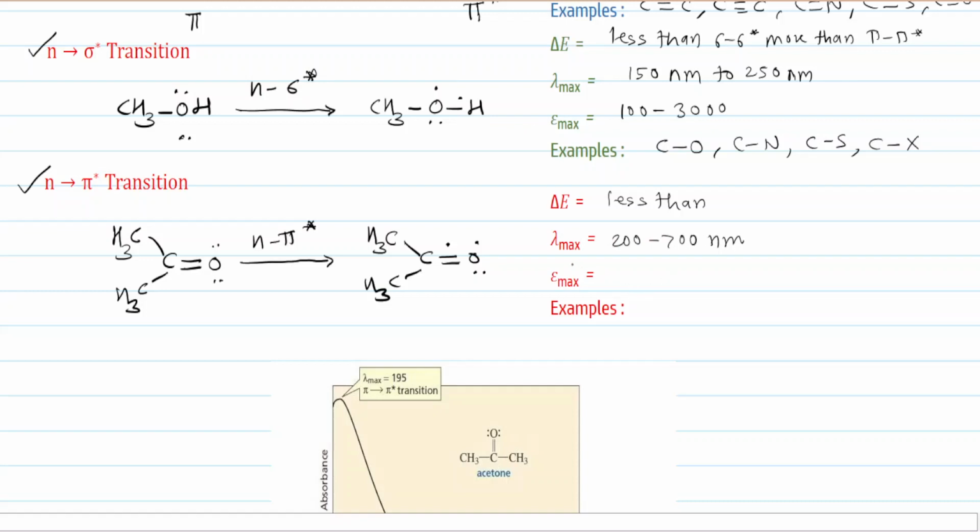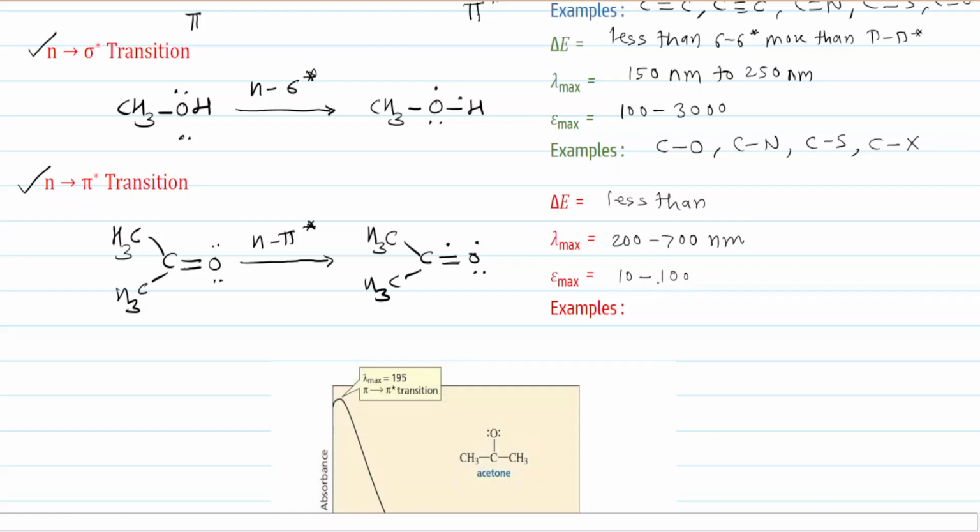But the epsilon max or molar absorptivity or the intensity of the peak or a signal in the UV spectrum, which is given by the epsilon max, is very much less. So here we found epsilon max up to 10 to 100. In this way, the N to pi star transition require less energy and more wavelength.